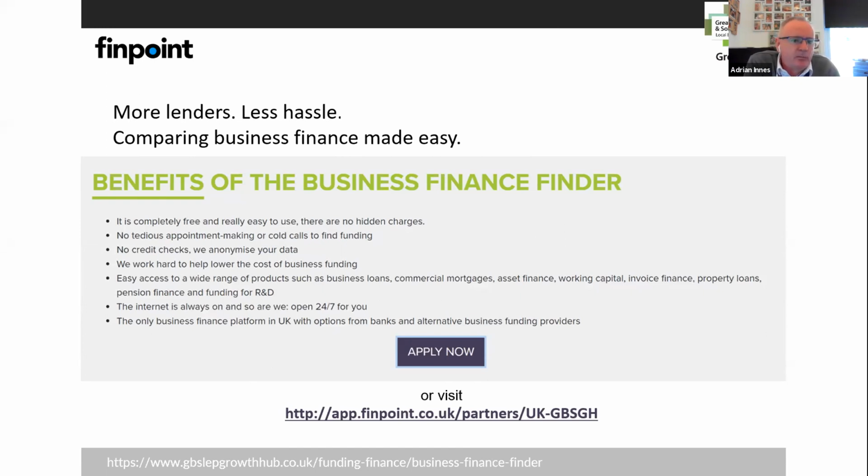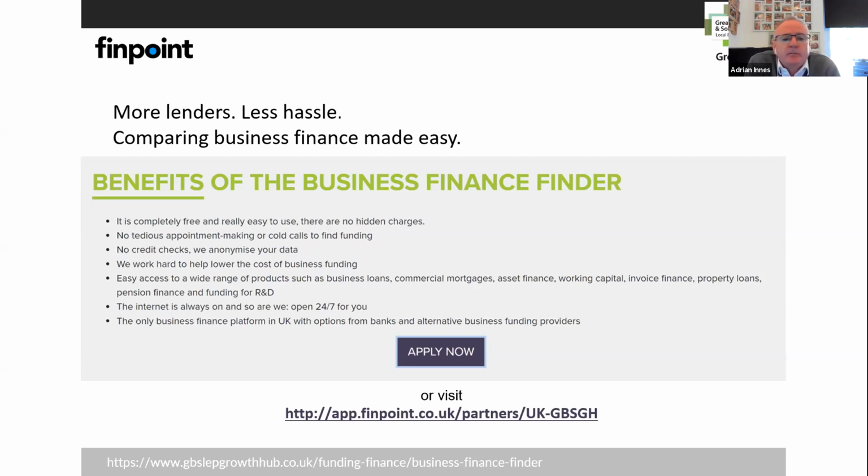For example, a term loan over 5 years to buy stock is probably not the most appropriate thing, but a revolving credit facility is more appropriate for stock because you're going to sell that stock, generate the revenue and make the profit from it. Whereas a term loan over 5 years to buy stock that may be turned over in 30, 60, 90 days is probably not the most suitable solution for yourself.